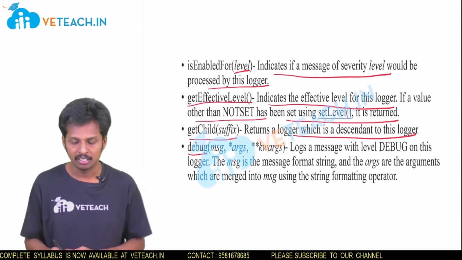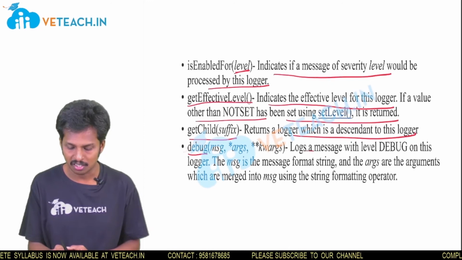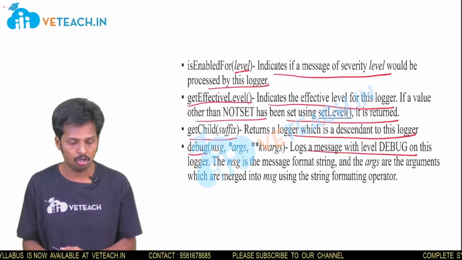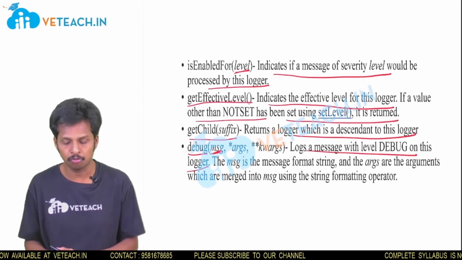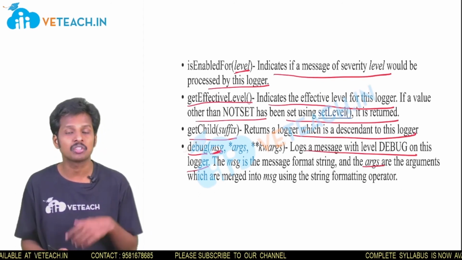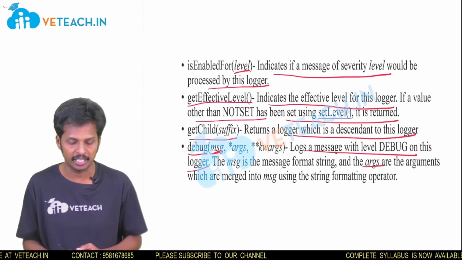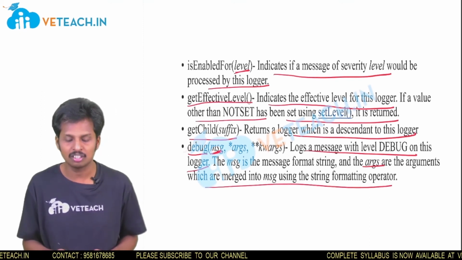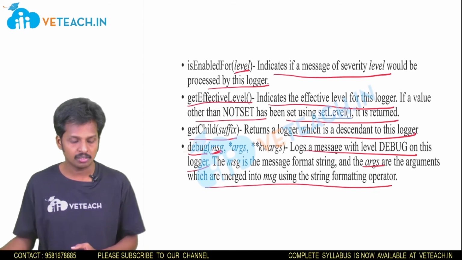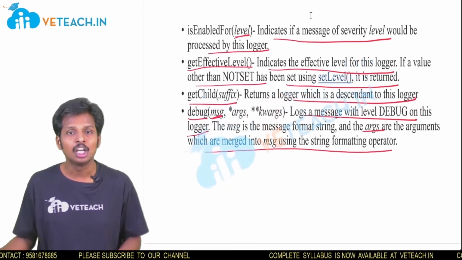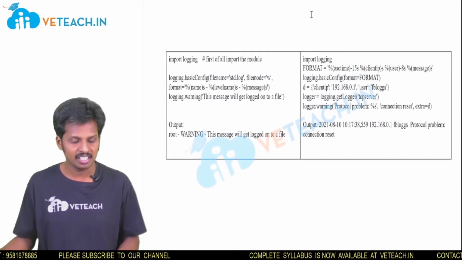Next, debug. It is going to log a message with the level debug on this logger. The message that was written here will be in the string format and the list of arguments we can pass for the message that has to be displayed, and kwargs are the optional values which are going to have any number of values. These are different methods that are present in the logging module. Let us see some examples here.